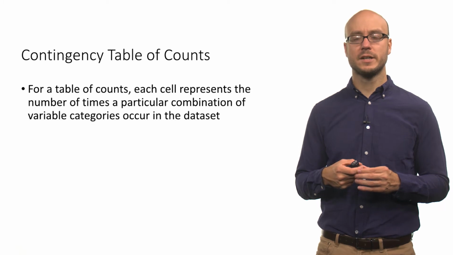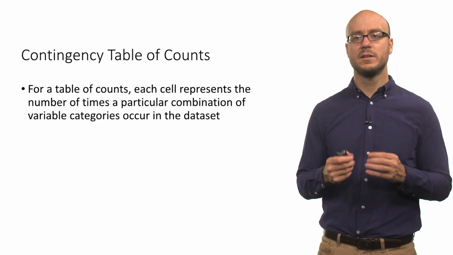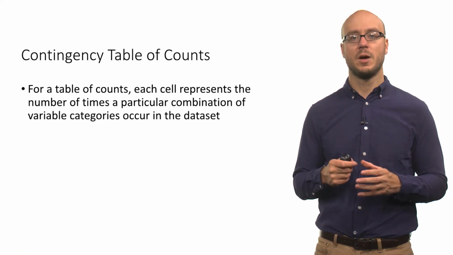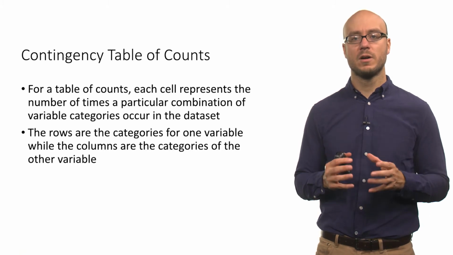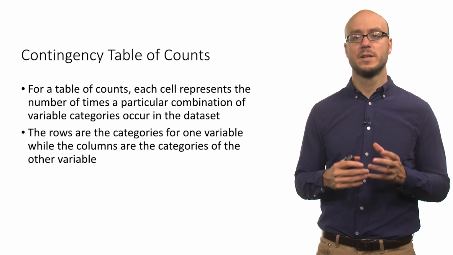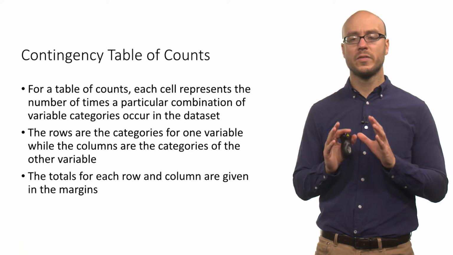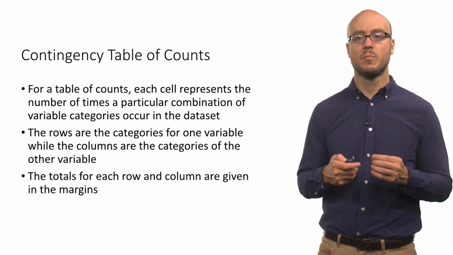So here's a contingency table of counts. Each cell in this contingency table represents the number of times a particular combination of variable categories occurs in the data set. The rows of a contingency table of counts are the categories for one variable, and the columns are the categories of the other variable. One thing to keep in mind is that the totals for each row and column are given in the margins.